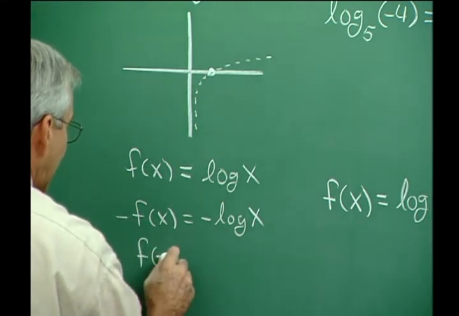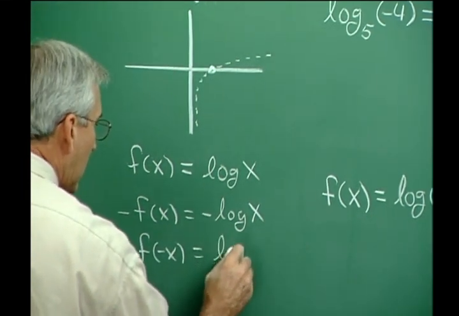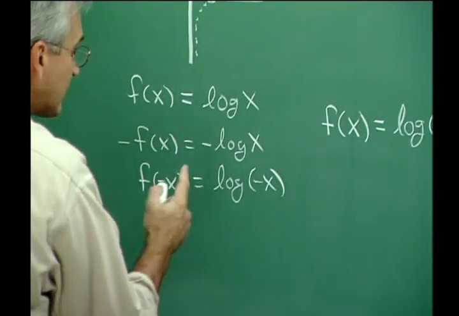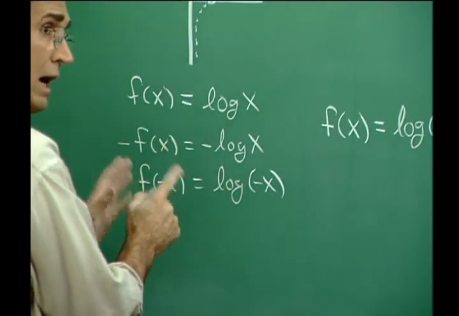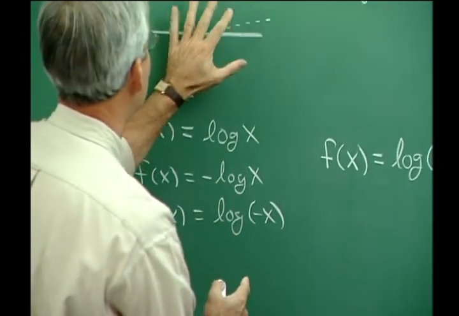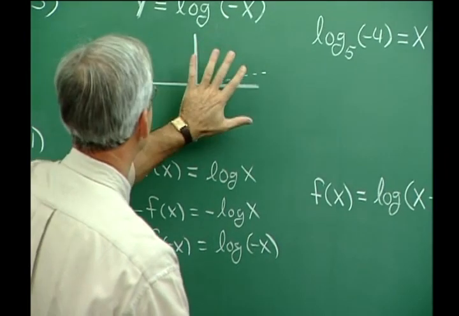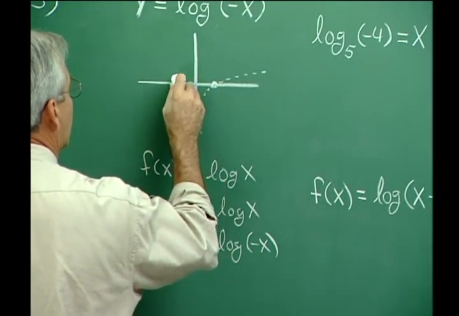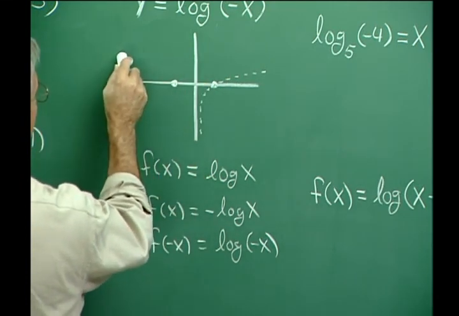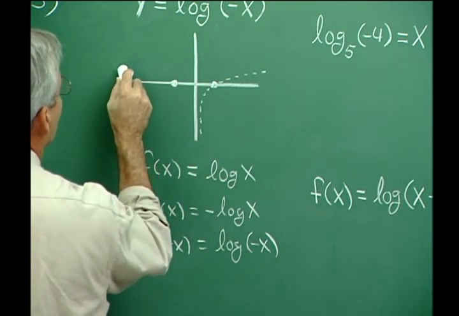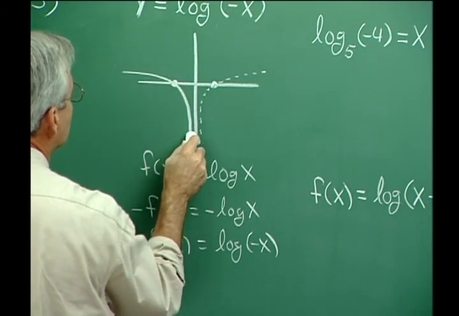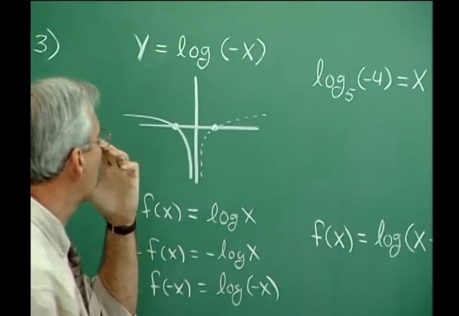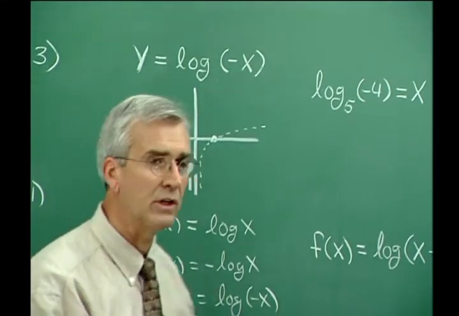F of negative x, though, is the log of negative x, and that's the situation we have up here. And that's the reflection in the y-axis. So we're reflecting this way and not this way. All right. So we're going over here, and then let's see. This point moves over to here, and the graph then looks like this.